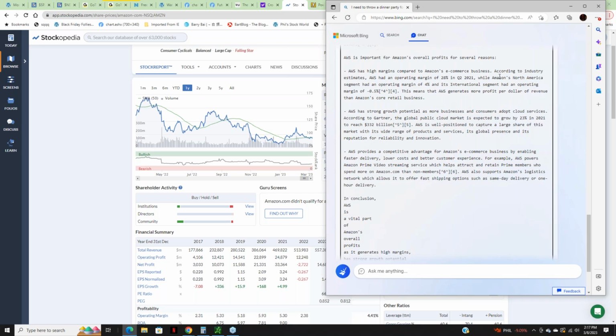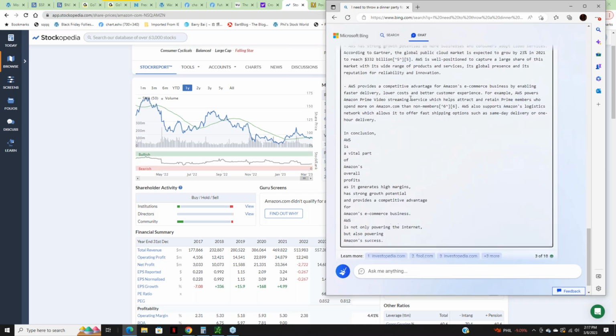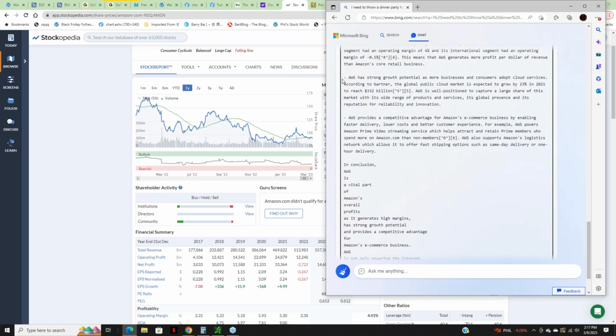Oh yeah, I've said this before. Amazon's North America segment has a margin of 4%. International, they're losing money, minus 5%. AWS generates more profit. This is exactly what I said. Yeah, I know that. AWS has strong growth potential as more businesses and consumers adopt cloud services, according to Gartner.